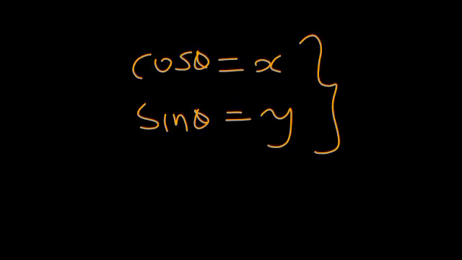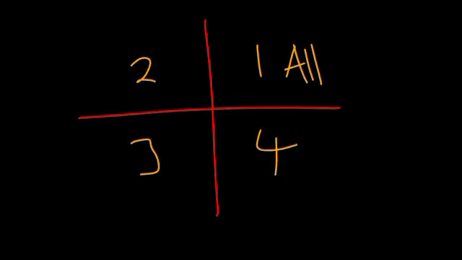Okay, one more thing before we answer. Lastly, let us also look at the quadrants. We have the first quadrant, second quadrant, third quadrant, and fourth quadrant. In the first quadrant, all ratios are positive; in the second, only sine is positive; in the third, only tan is positive; and in the last one, only cos is positive.